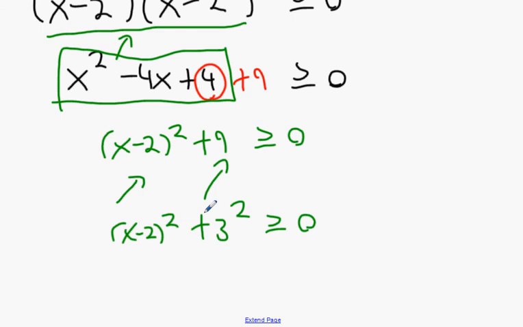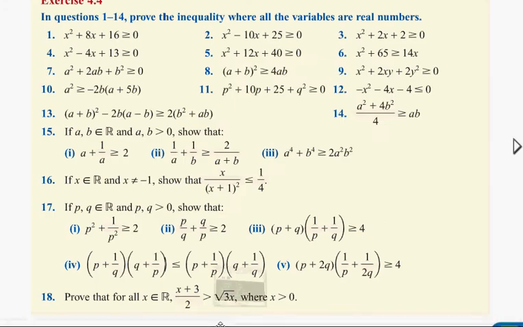I'm going to tell you one other thing about this. Remember that when you're looking for your minimum value or your maximum value, what you always do with the square number, you try and turn that to 0, don't you? I'll show you that question in a minute.